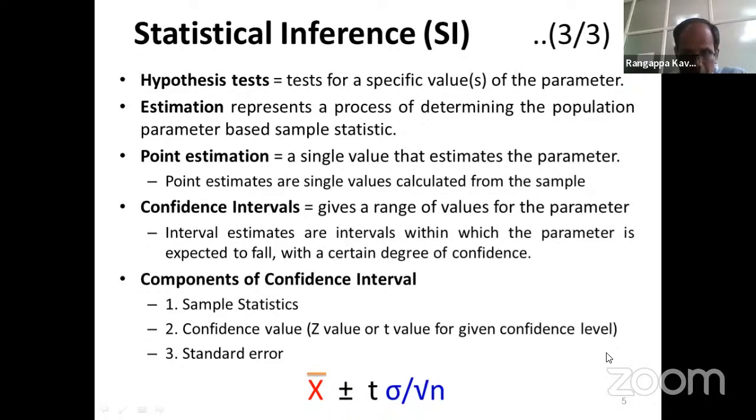Components of confidence interval. The most important component of this interval estimation is X bar. It is the sample statistic, nothing but the arithmetic mean. Plus or minus, there is one value. There is a T. T means you might have seen the T value, the table value of T, whenever you are using the confidence level.